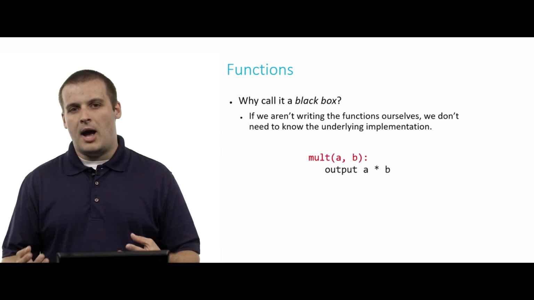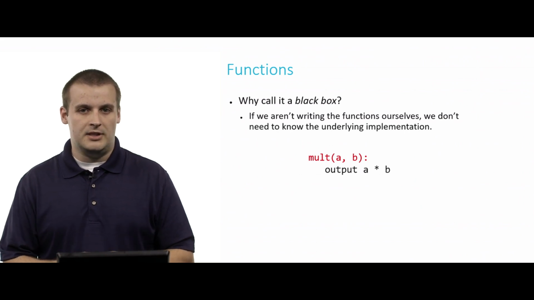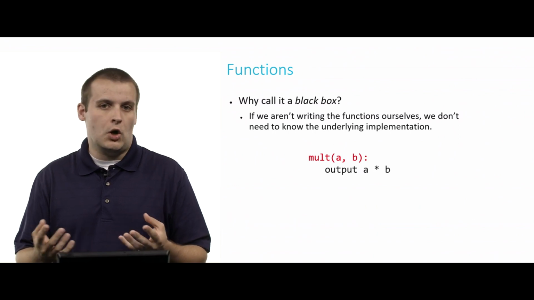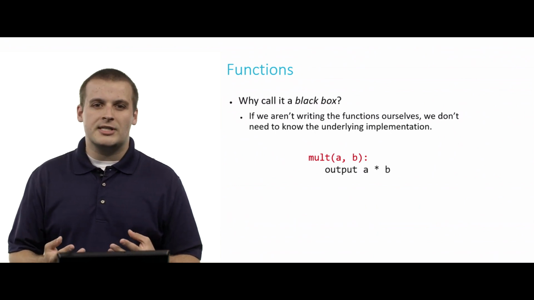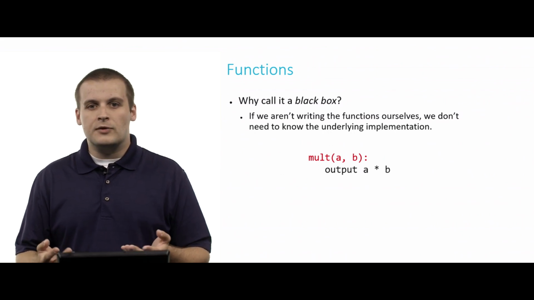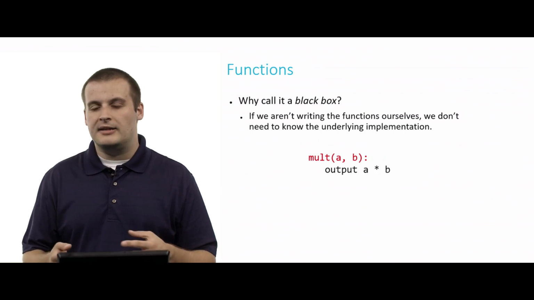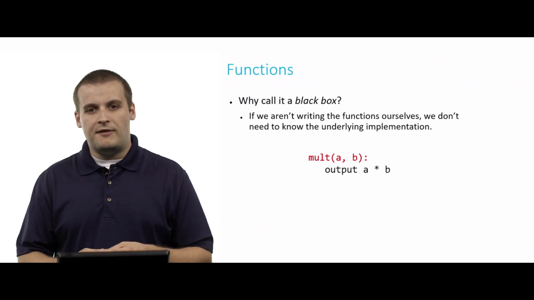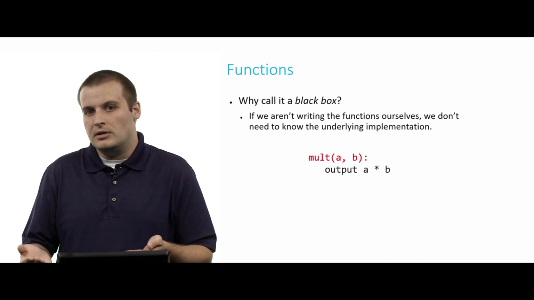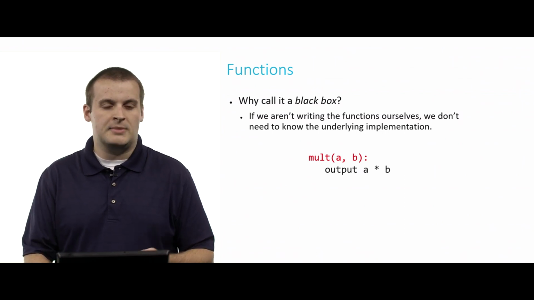Why do we call it a black box? Well, if we aren't writing the functions ourselves, which we've done quite a bit so far in CS50, we've seen printf, for example, which is a function that we didn't write ourselves, but we do use all the time. If we aren't writing the functions ourselves, we don't really need to know how it's actually implemented under the hood. So for example, the black box I just showed you for multiplication. Mult(A, B) could be defined, and this is just some pseudocode, as output A times B. That makes sense, right? If we have a function called mult that takes 2 inputs, we would expect that the output would be the 2 inputs multiplied together, A times B.